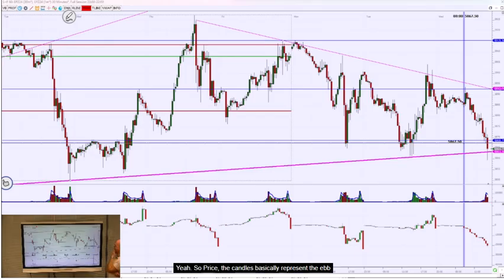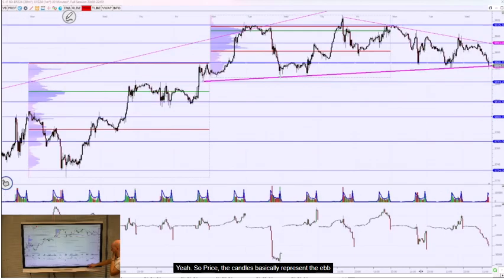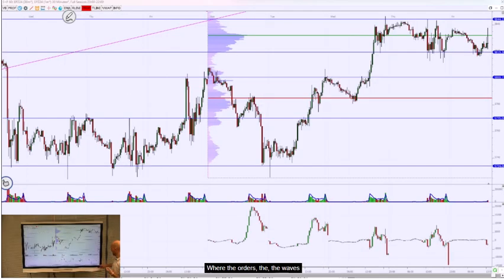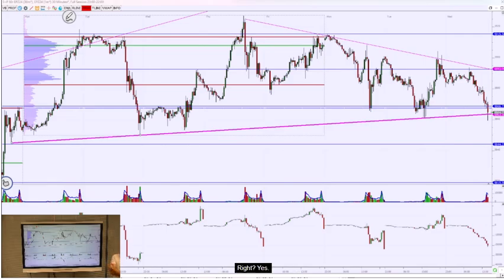Yeah. So, the candles basically represent the ebb and flow of order flow, right? Which you can see on the ladder, or you can see represented in a chart, where the waves are moving backwards and forwards, right? Yes. Do you think that it's just a mathematical coincidence that the trend lines happen to line up to where the order flow highs and lows are across there? Do you think there's some relationship, or don't you actually care? It's just a tradable pattern, and that's all you really care about.